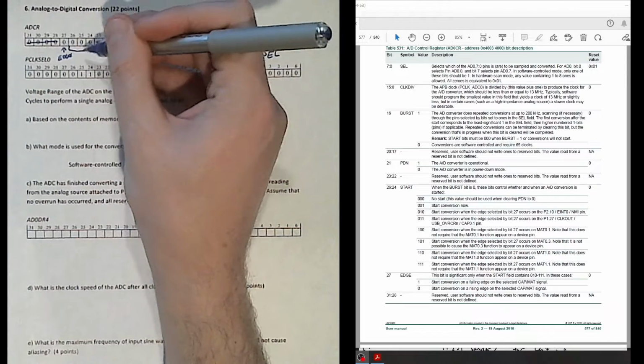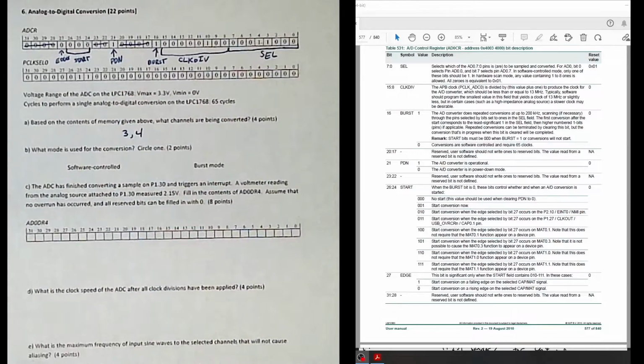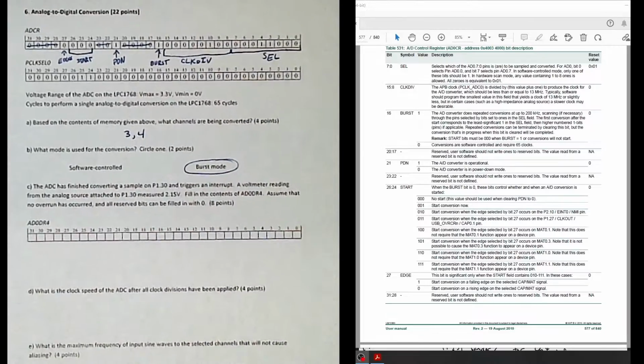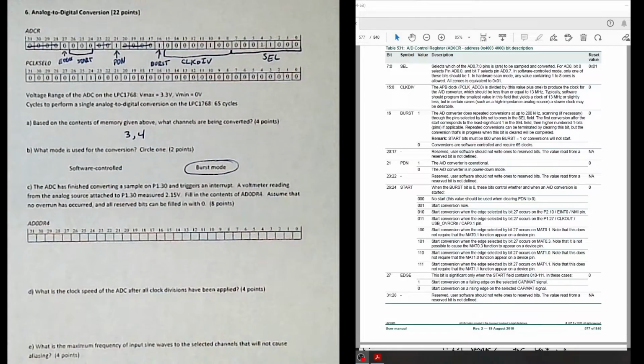Bits 26 through 24 are START. We know from the way this works that we don't set those if we're using burst mode. That would be for software controlled analog to digital conversion. So we're not going to use those because we've set bit 16 to 1, which is burst mode. We don't use these bits whenever that's on. So what mode is used for conversion? Well, it's burst mode, right? We saw that the burst bit is set to 1, and that's all we're doing.